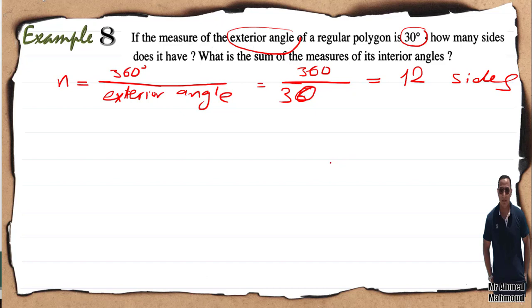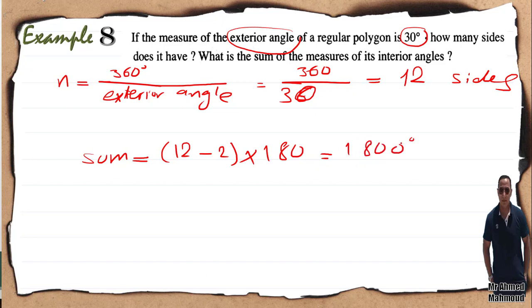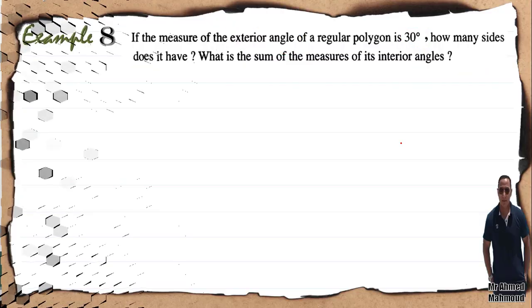Okay, the second part of the question. What is the sum of measures of its interior angles? The sum equals n minus 2 times 180. So it is 12 minus 2 times 180. It's equal to 1800 degrees. The last question in this lesson.